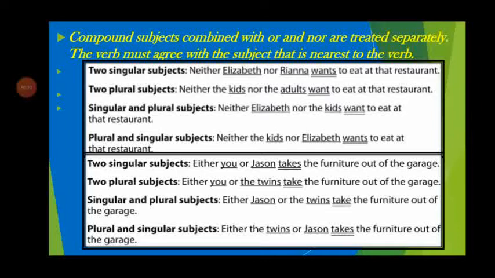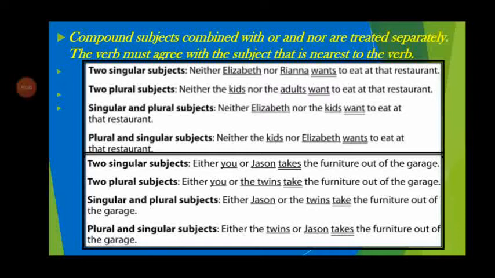The next one: compound subjects combined with or, nor are treated separately. The verb must agree with the subject that is nearest to the verb. That means the subject that comes closer to the verb determines the number of the verb.